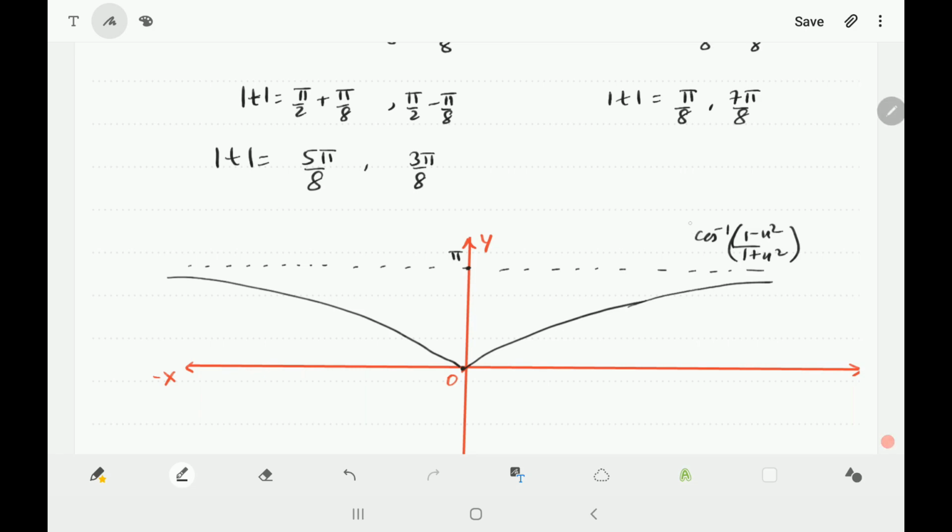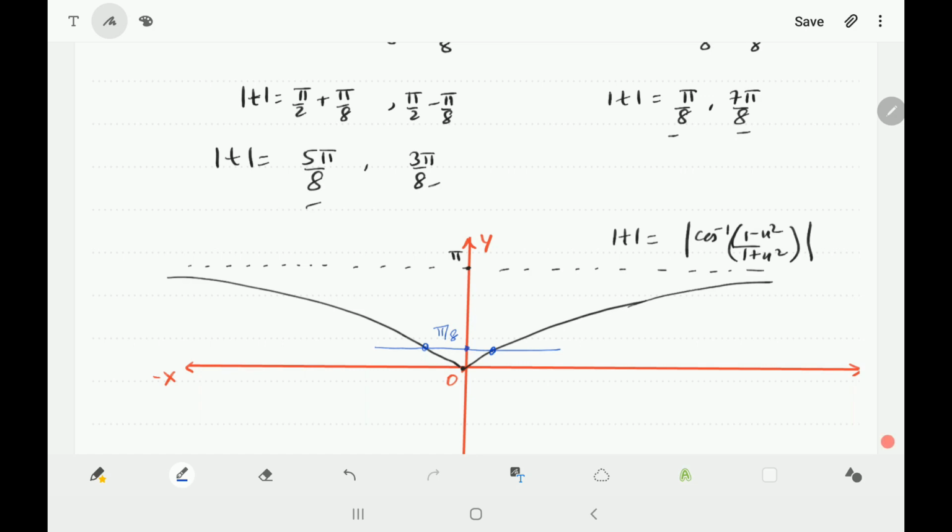So the modulus of this function will be the same as this function only, because there is nothing below the x-axis. So the graph will remain the same. The values written here, pi by 8, 3 pi by 8, 7 pi by 8, 5 pi by 8, are all lying between 0 to pi. If I draw the line at pi by 8, which will be roughly here, it will give us two solutions, two values of x.